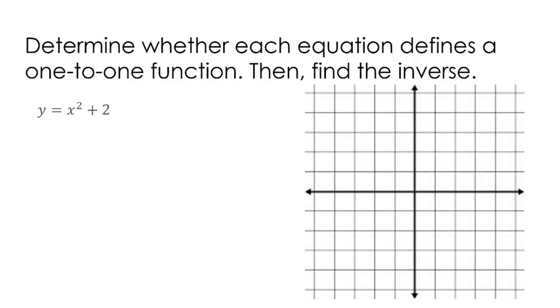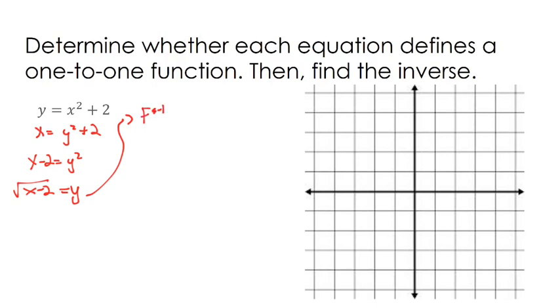Let's look at a third example. Determine whether each equation defines a one-to-one function, then find the inverse. Well, let's do our same method. Let's calculate the inverse first, and then we'll have a little discussion looking at the graphs. So I'm going to interchange x and y, and I'm going to solve for my new y. I'm going to take the square root of each side. And this is what our inverse should be. It should be that f inverse of x equals the root of x minus 2.